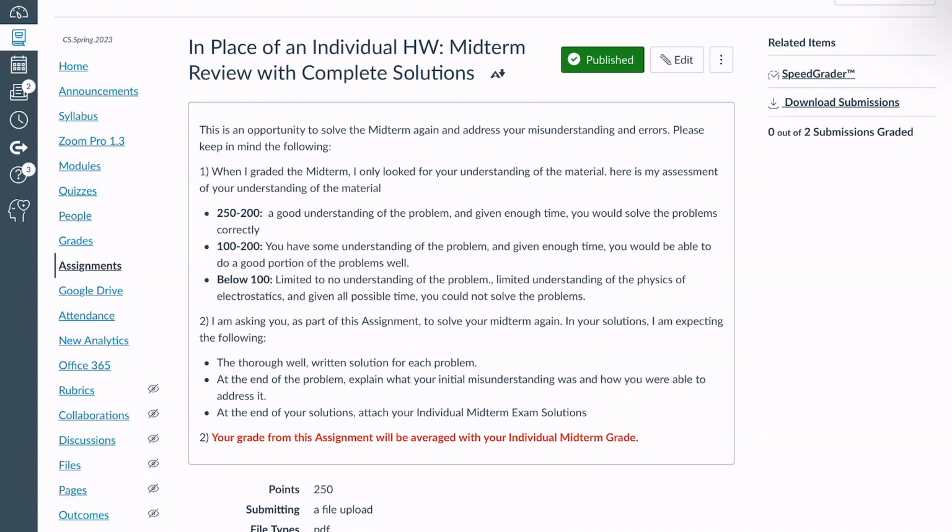And they try to solve the midterm. The one message that I would like to give all of you is there is no way you can pass this class by not coming to class. I don't know how to say that.